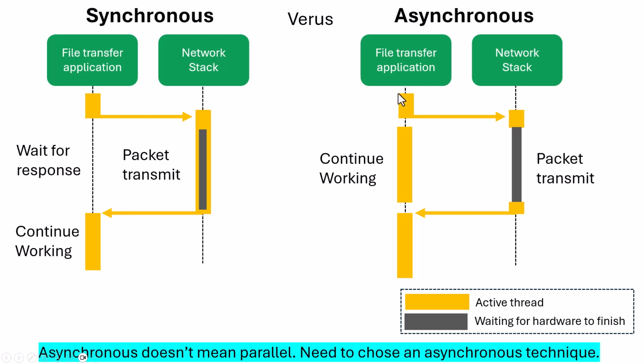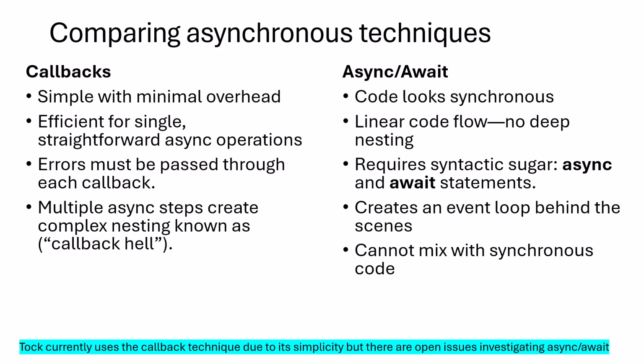So basically the file transfer application can do things while the network stack is sending data out of its hardware buffer, and then just get notified from hardware about when it's done and ready to continue working. Two of the common patterns to implement asynchronous techniques are either callbacks or what's known as async await.